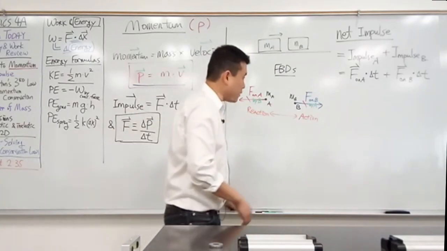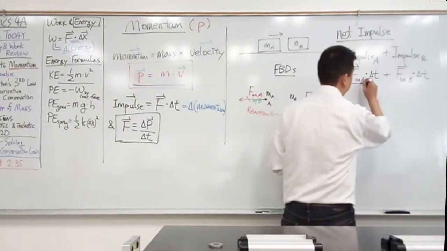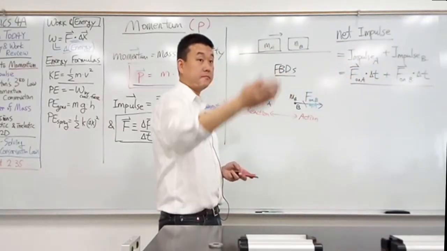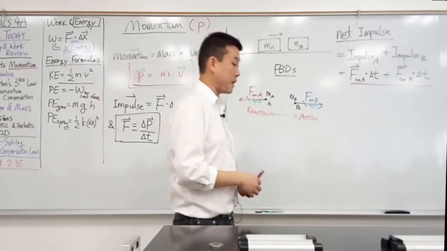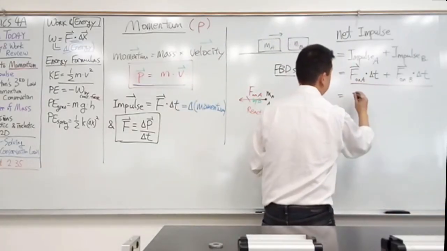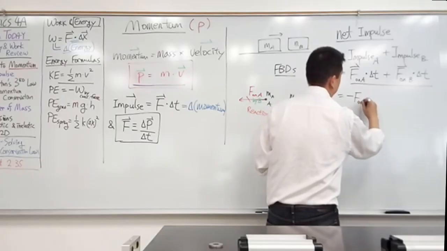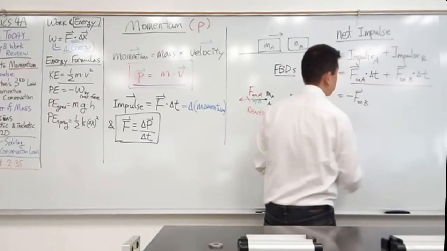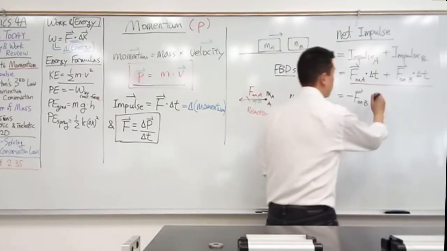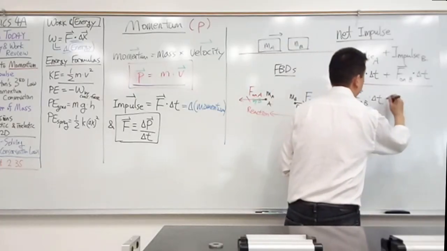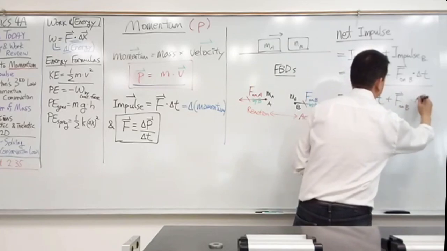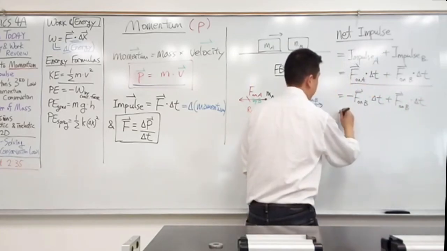So what does that tell you about this quantity here that I was writing? Yes? The force on A should be equivalent to force on B. Yeah, so I could actually rewrite it this way. So this is minus force on B, equal in magnitude, opposite in direction, times delta T, plus force on B times delta T. Hey, that looks like that adds up to 0.